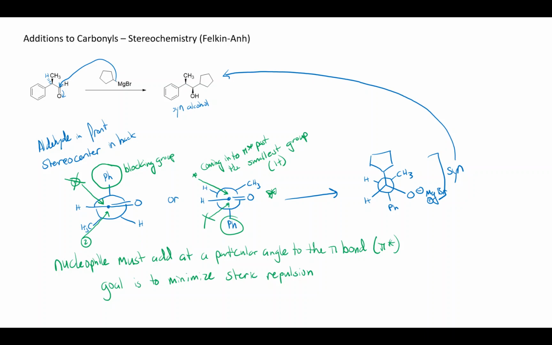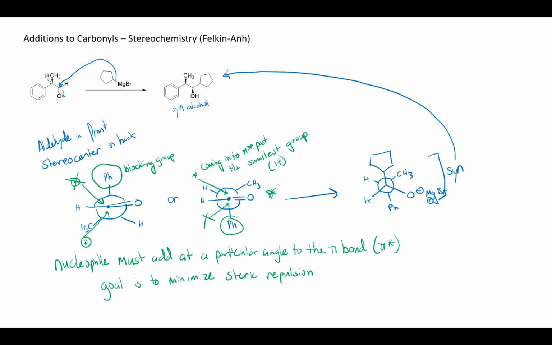Felkin-Anh doesn't give us 100% selectivity. Usually you'll get a mixture of the syn versus anti alcohol, but you almost always favor the syn alcohol, the one predicted by Felkin-Anh, at least slightly. And you can, of course, find exceptions to this. You can maximize this if you use a particular type of catalyst or whatever.